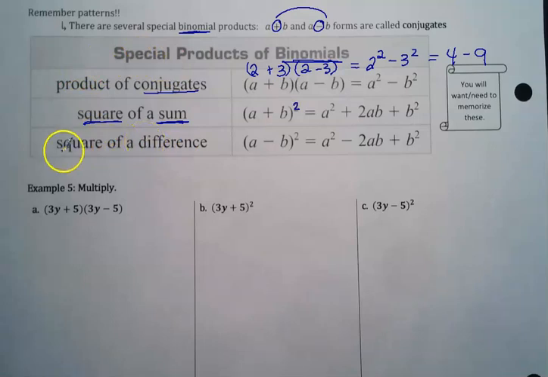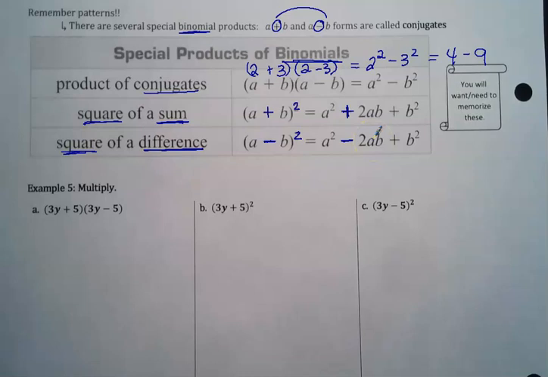The last one we have is the square, because we're squaring a quantity, of a difference. Okay, so this time is when we have the quantity a minus b, and we're squaring it. Notice in this case we have a squared minus 2ab plus b squared. The only difference between the square of a sum and the square of a difference is that first operation. In the square of a sum, we're adding a squared plus 2ab. In the square of a difference, we're subtracting a squared minus the 2ab.